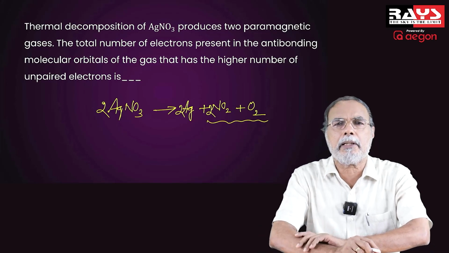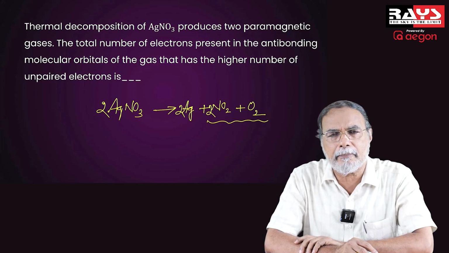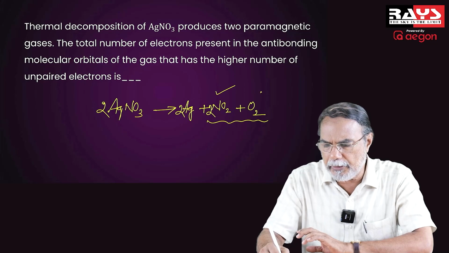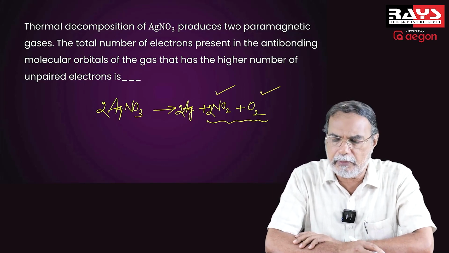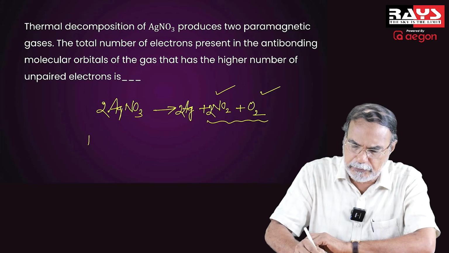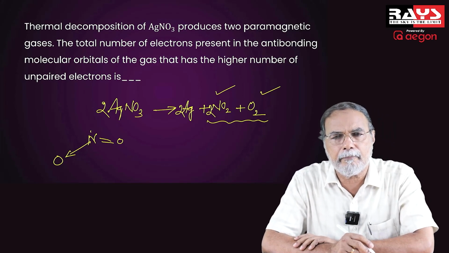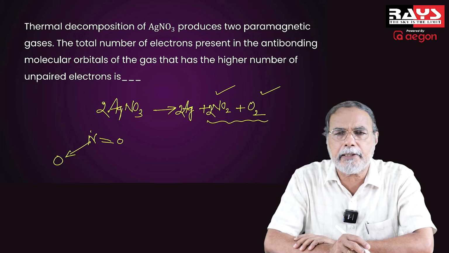What do you mean by paramagnetic? Paramagnetic means unpaired electrons are there. Unpaired electrons are there in NO2 and unpaired electrons are there in O2. Both contain unpaired electrons. How many unpaired electrons in NO2? The structure may be drawn like this. For NO2, you have one unpaired electron here on the nitrogen.